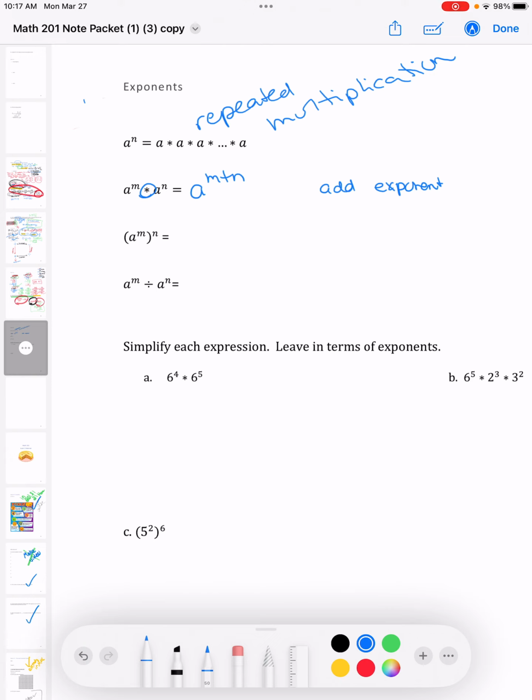For this next one, this is actually supposed to be an exponent raised to an exponent. So whenever my base is being raised to a power, what I do is I multiply the exponents. So what you see isn't what we're going to do. So that makes it a little bit challenging.